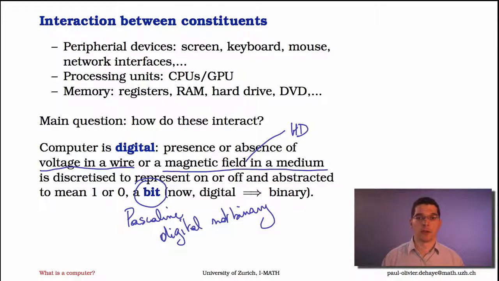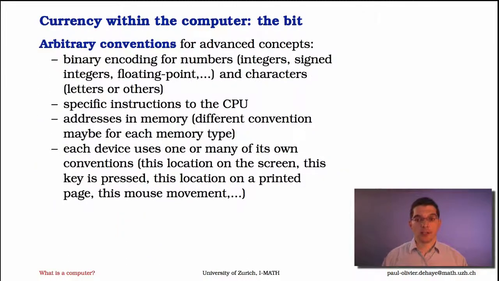Now, as I said, the currency within the computer, what is exchanged around, is the bit nowadays. So it's zeros and ones. But we don't want to just exchange 0s and 1s. We want to exchange more advanced concepts between the different parts. We want to display numbers on the screen. We want to display pictures on the screen. We want to save data that is more complex than just a bunch of 0s and 1s. So what do we do? We abstract from 0 and 1 to more advanced concepts. And for this, we need conventions.